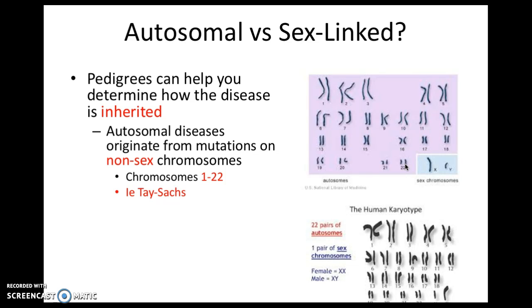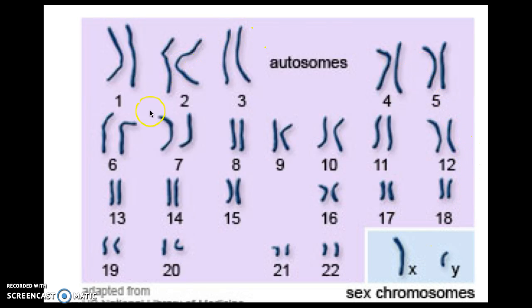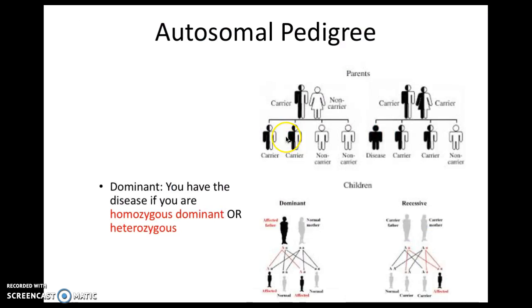An example of this disease would be Tay-Sachs. It's a really awful disease. Look it up. Sex-linked diseases occur on an X or a Y, more often the X because it has more genes, and they determine your gender, but they also carry other genes. That's chromosome pair number 23. Examples would be colorblindness, hemophilia, and baldness. So again, autosomes, sex chromosomes, sex-linked, autosomal.